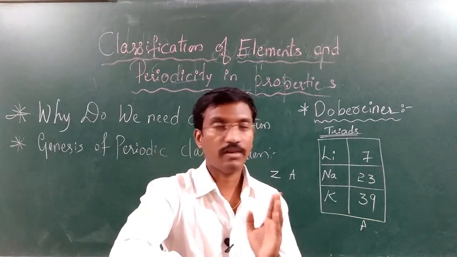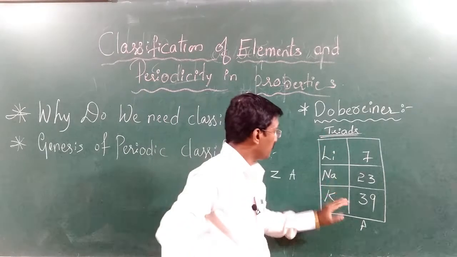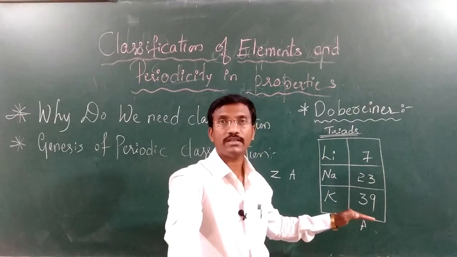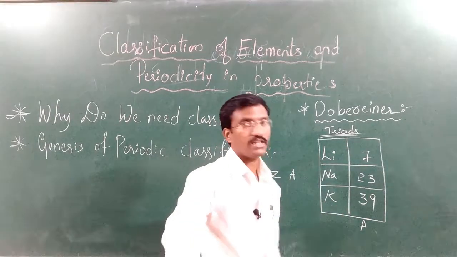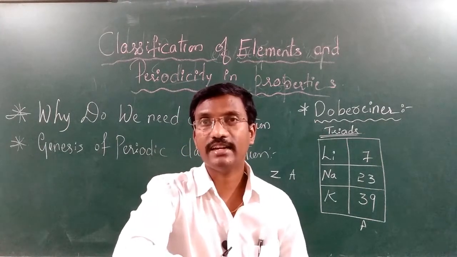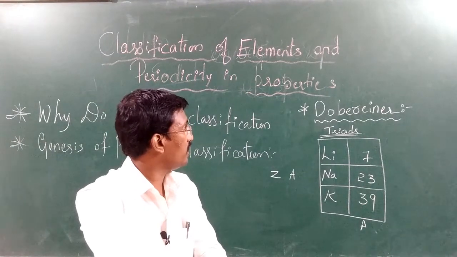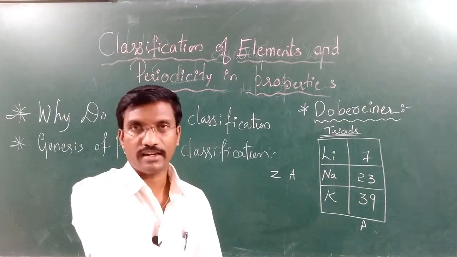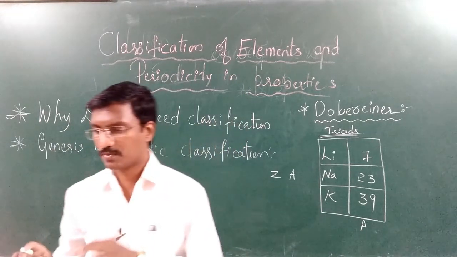Triad explains that it is a set of 3 elements where the elements have similar properties, and the elements are arranged in increasing order of their atomic weight. So this is called the triad law or triad system. This was done by the scientist Dobereiner. He is the first person. I hope you are able to understand this one.